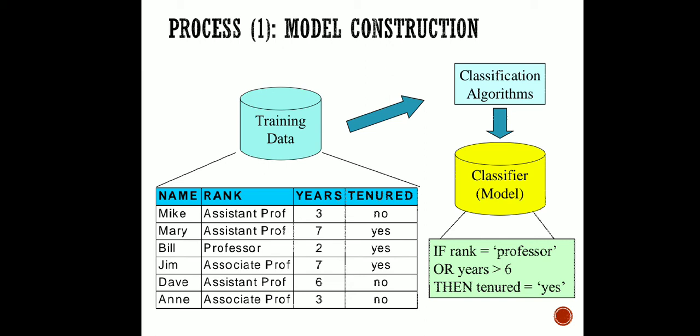You can see here, if we tally this data, for Mike the rank is assistant professor, and years is 3, so it is returning no.